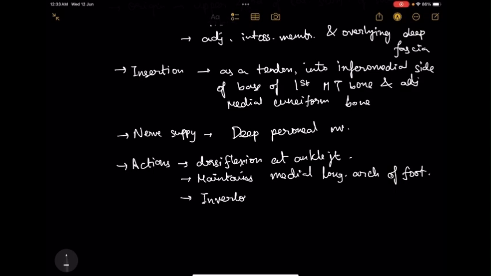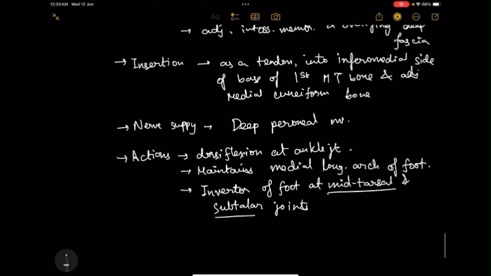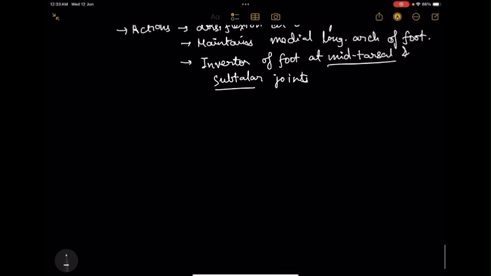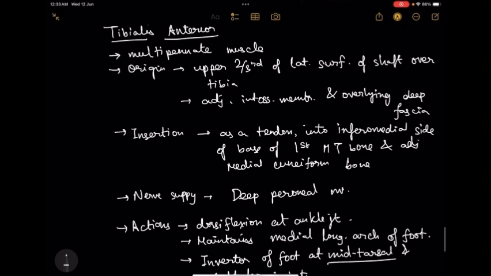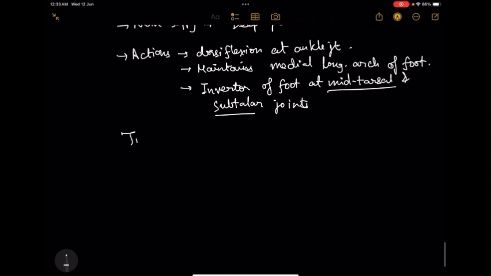Inverter of foot at mid-tarsal and subtalar joints. Very important two joints, mid-tarsal and subtalar joints. And there is one more joint, the talocalcaneonavicular joint. Yes, these joints in the lower limb are very important. They will be covered in the discussion on foot, or arches of foot, in detail. Inversion, eversion, all those. Moving on to tibialis posterior.